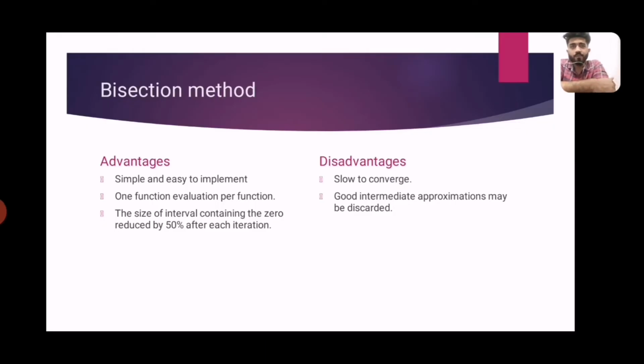Advantages and disadvantages of the bisection method. One of the advantages of the bisection method is that it is very simple to implement, as you have seen, we have simply divided by 2. When we look at its disadvantages, it is very time consuming. One more disadvantage is that since we are bisecting by 2, it is possible that we will ignore the exact root value.